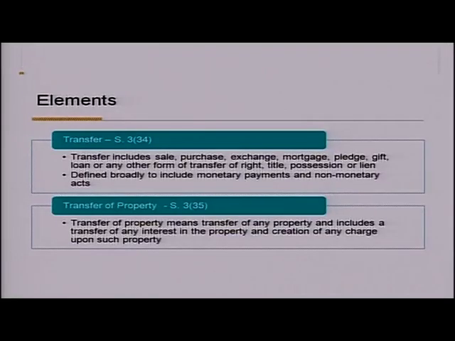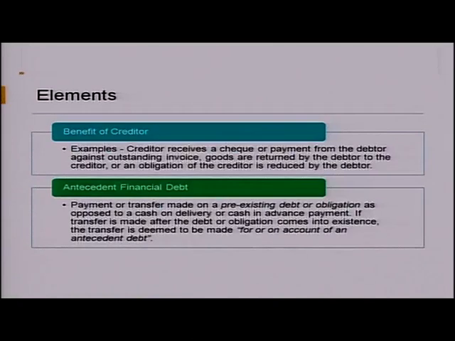Of course, when we speak about transfer, the definition of transfer is given in section 3, subsection 34. I don't have to read that. It's a very detailed definition. But another important definition which has been given in the IBC is section 335, which talks about transfer of property. So here the transfer of property means transfer of any property and includes the creation of any charge upon such property. So either it is a transfer of the property or transfer of any interest in the property.